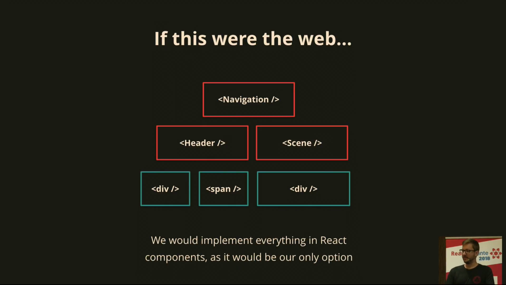We would make some kind of navigation component. You might have a header and various scenes. Ultimately, it would all go down to divs and spans and whatnot, because that's what you have to work with, right? There's really not much else you can do other than render it down to the primitives that are exposed to you by the web platform. So it basically just ends up being React components all the way down.